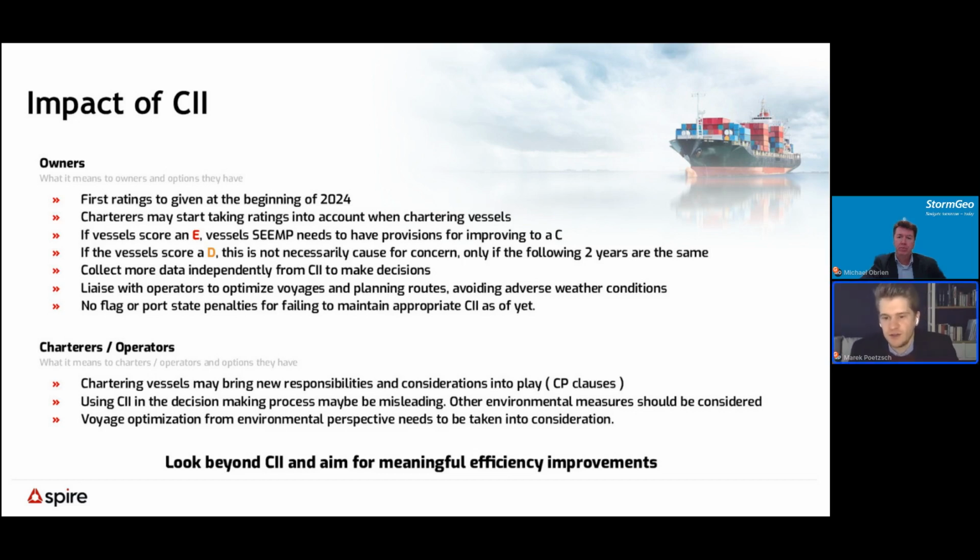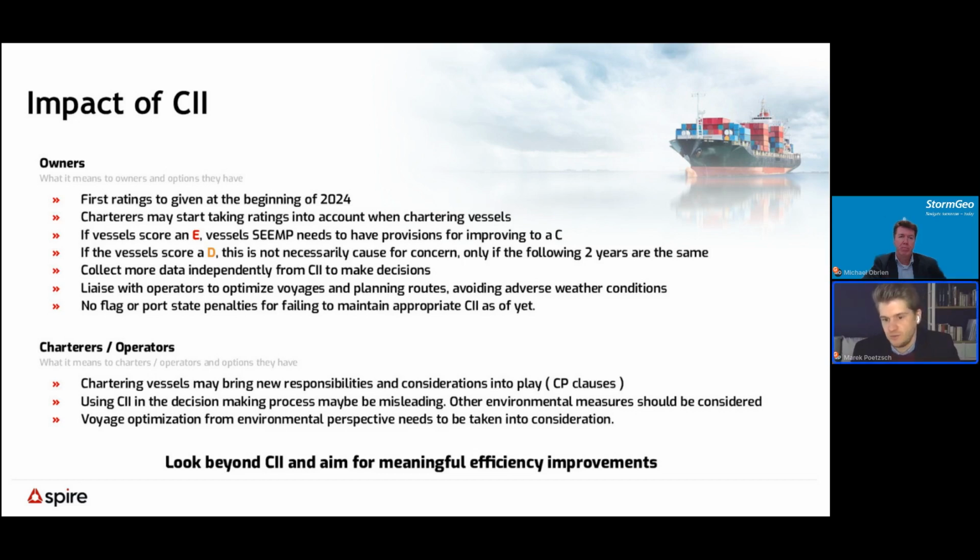Obviously, having all these rating and compliance restrictions in place means that ship operators and owners will need to collect more data and maybe independently gather information about the vessel, aside from just the reporting of the vessel itself, to verify the data that the vessel is reporting, and maybe to be able to optimize operations or voyage planning and so on. That's something that Michael will go into in more detail.